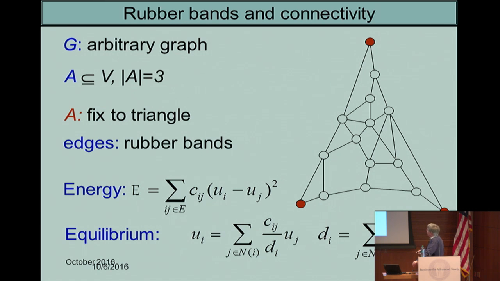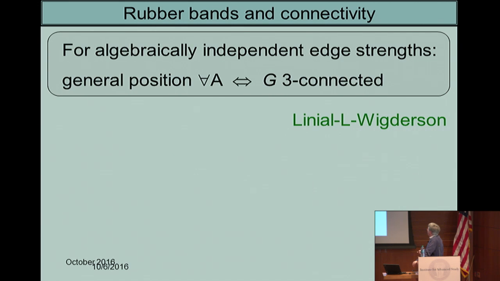Now, you can prove various interesting facts about this representation. What I would like to quote now is a result we had with Avi and Nati, which says that if the edge strengths are algebraically independent, then this representation will be in general position for every triple if and only if G is 3-connected. So general position means that no 3 of the points will be on a line.